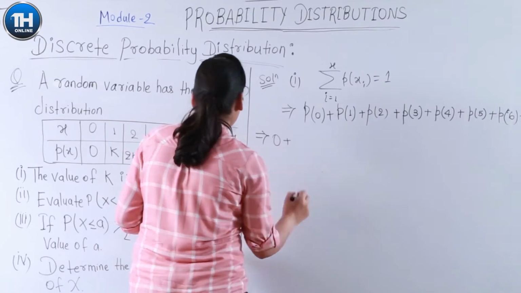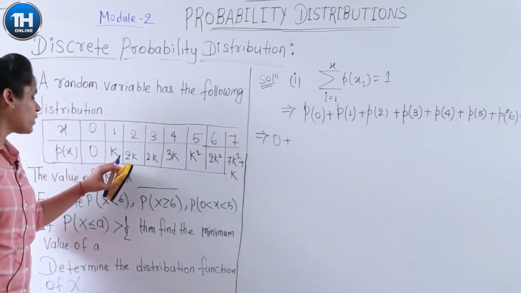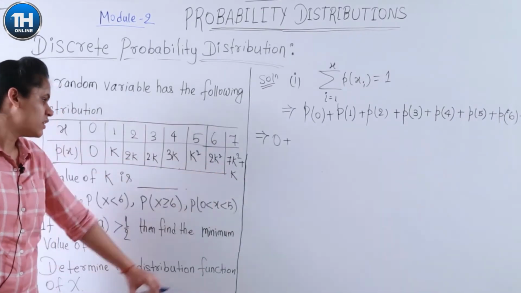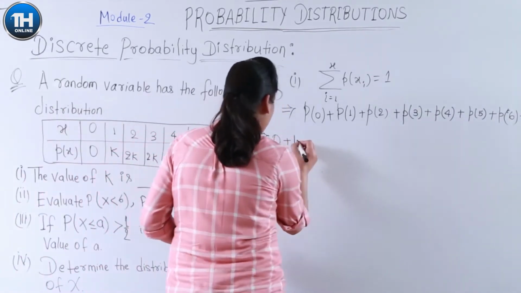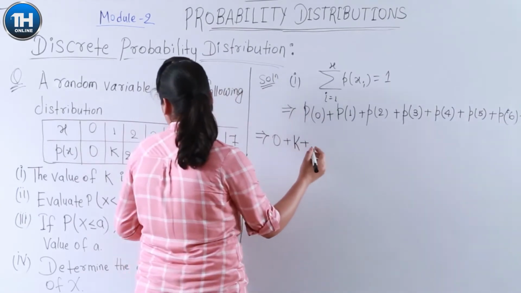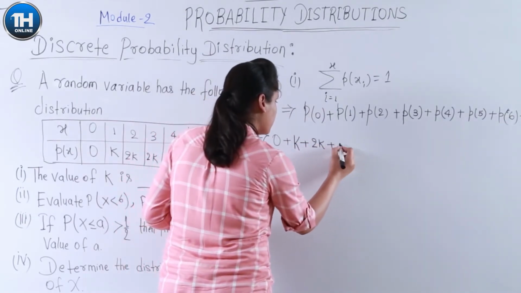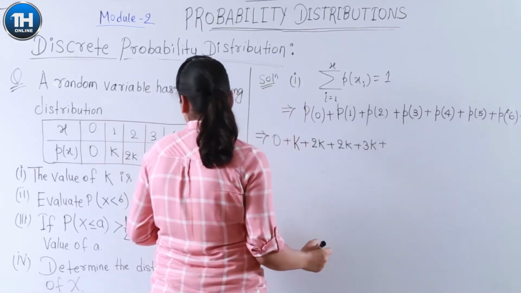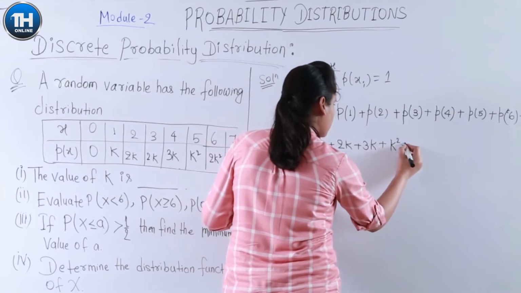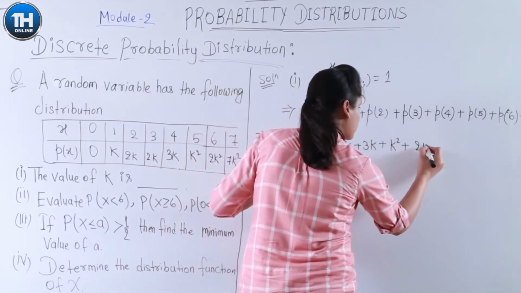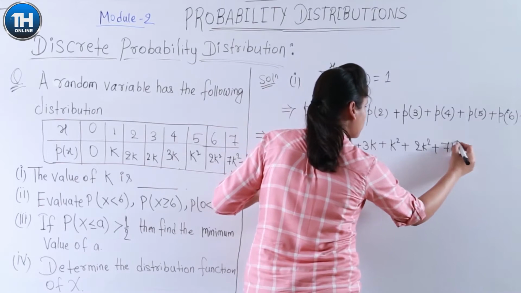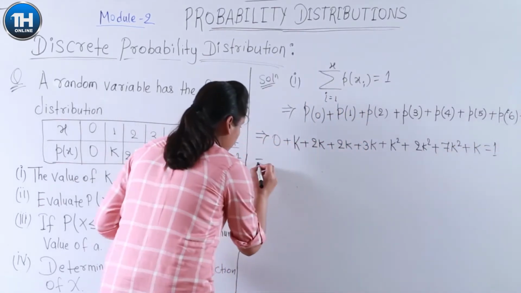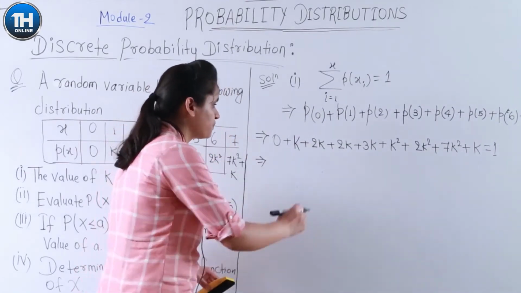The values given in this table are 0, k, 2k, 2k, 3k, k square, 2k square, 7k square plus k. So 0 plus k plus 2k plus 2k plus 3k plus k square plus 2k square plus 7k square plus k will be equal to what? 1.